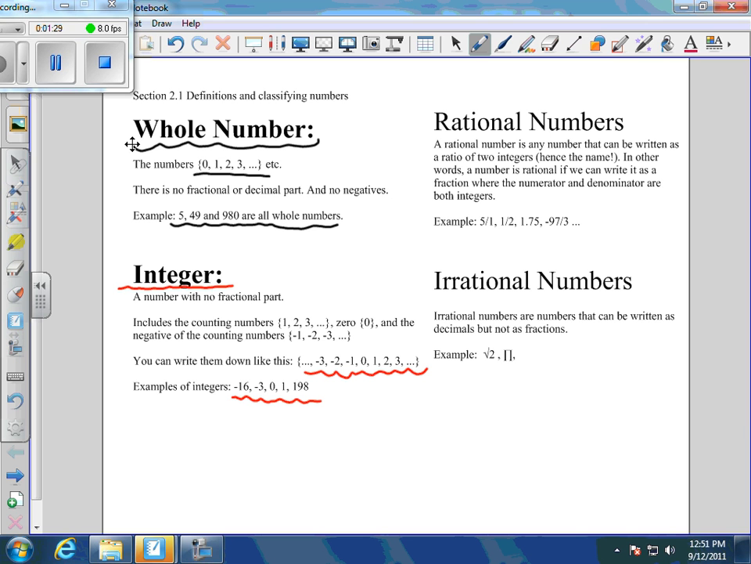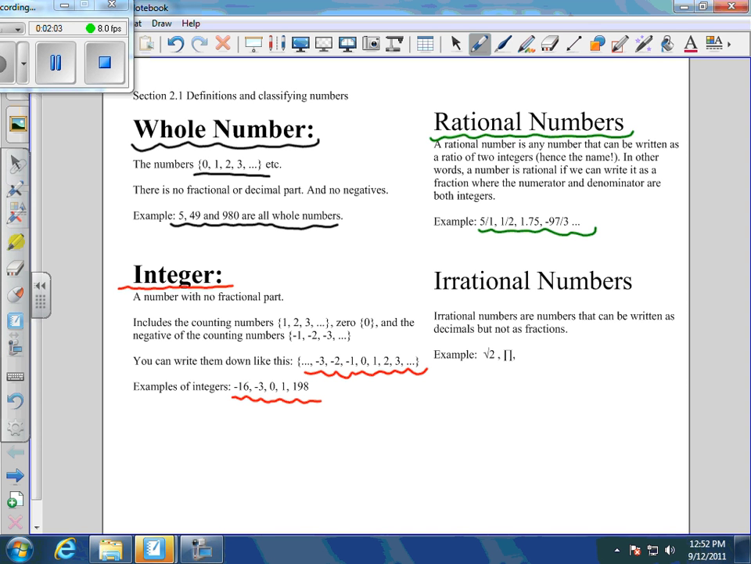The third type of category we're going to look at is rational numbers. A rational number is any number that can be put into a fraction with both an integer in the numerator and the denominator. If it can be put as a fraction with the numerator and denominator as integers, it is placed in the rational number category. Examples of rational numbers include 5 over 1, 1/2, 1.75, and -97 over 3.